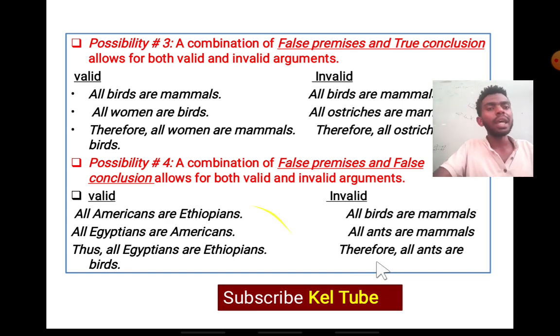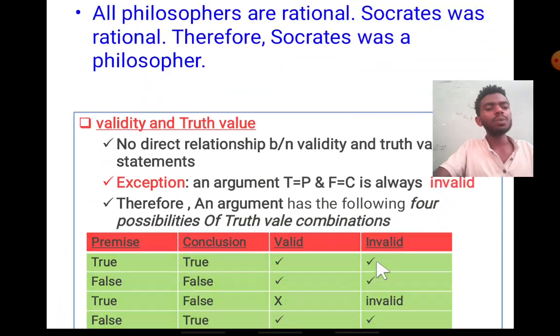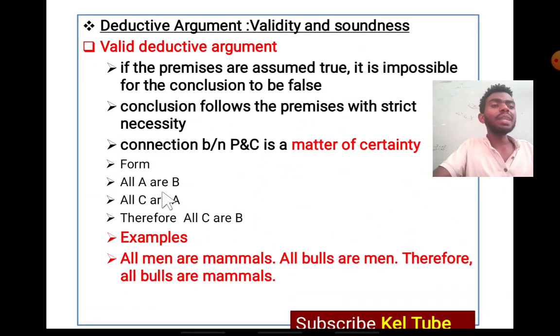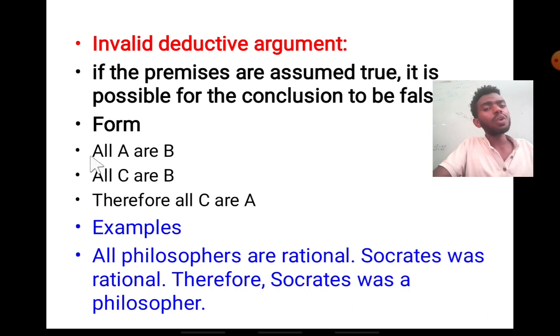Forming a valid deductive argument: all A are B, all C are A, therefore all C are B. An invalid form would be: all A are B, all C are B, therefore all C are A. This is an invalid argument.